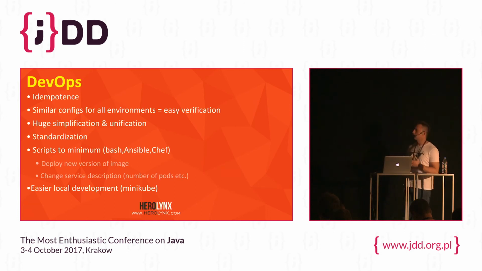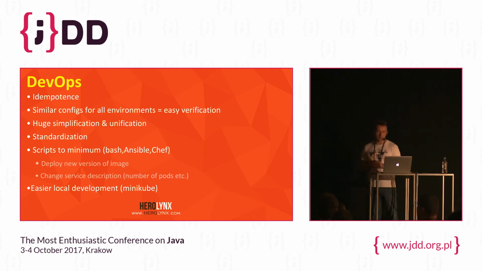And also, what is very important for me, if you are a great fan of Vagrant or Docker Compose, you can throw it out because you can have a Kubernetes cluster also locally using Minikube. So thanks to that, you also have easier local development.